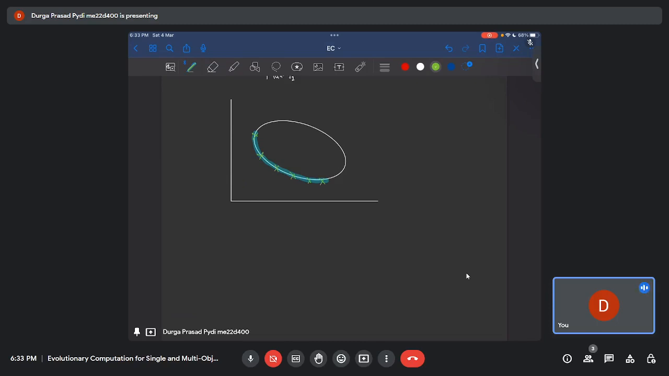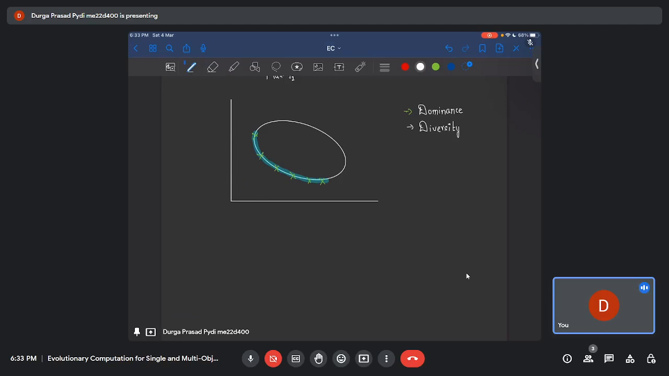So now we come up with two concepts. The first one is dominance. I need to have non-dominated solutions to be able to identify the Pareto front. And the second one is diversity. I need the solutions to be as diverse as possible so that they can span the entire Pareto front.